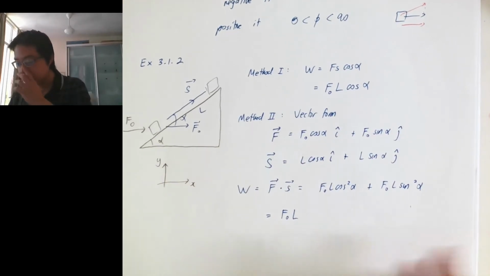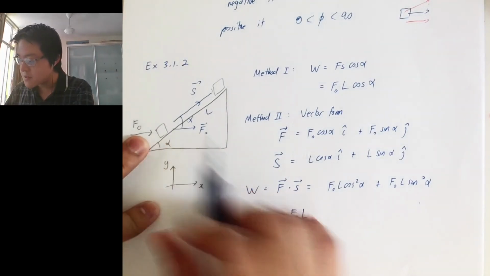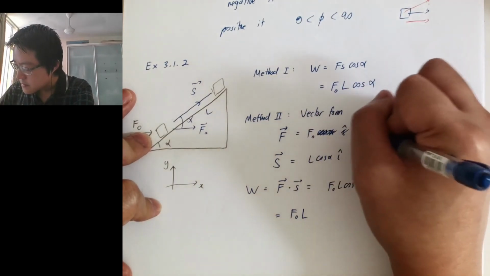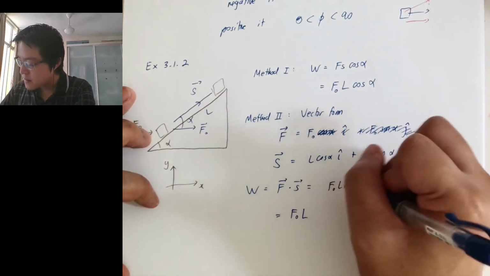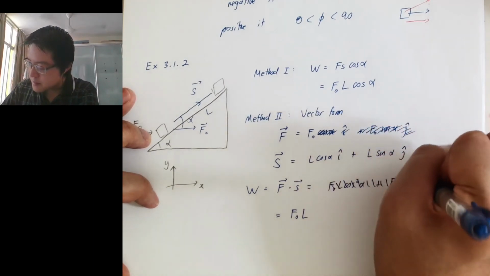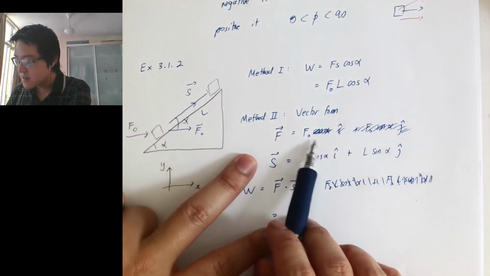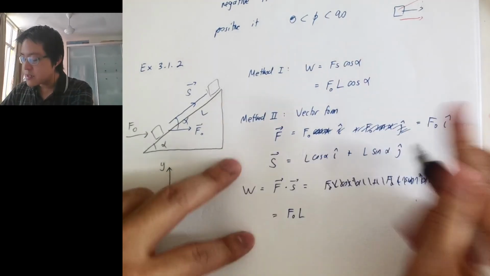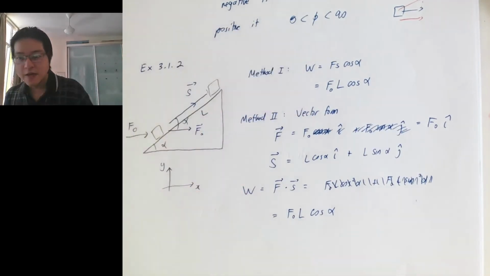So the answer is also... Hang on. Wait. What am I doing? What am I talking about? My force is horizontal, so yeah. So this is wrong. I'm sorry. For some reason I went to solve the second example straight away. So the force is only one component. Then the dot product between the two is just FL cos alpha, which is the same as before, right? So this is what we expect.